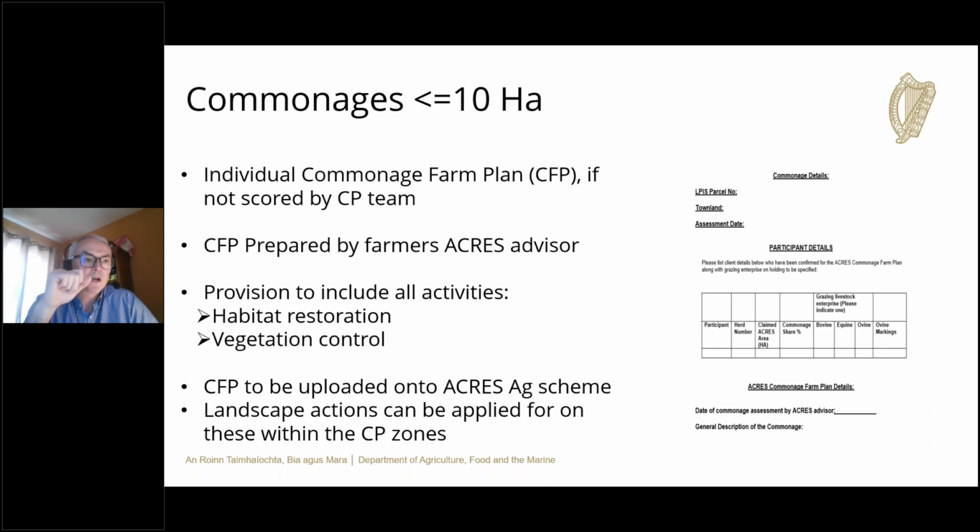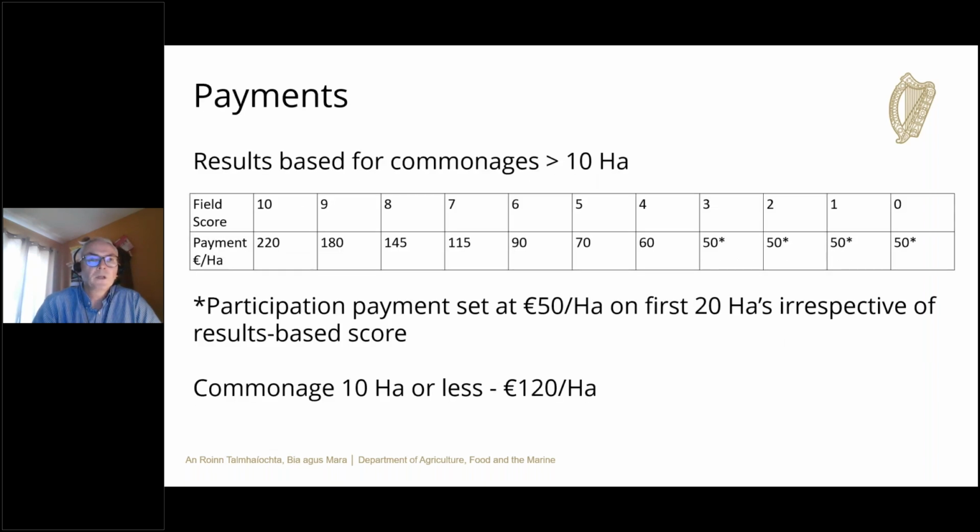Landscape actions can be applied for on these within the CP zones. So just a short slide on the payments again. It's there in the specification anyway, but no harm to mention it. Payments start proper on anything that scores a 4 or greater, but there is a participation payment set at €50 per hectare on the first 20 hectares.